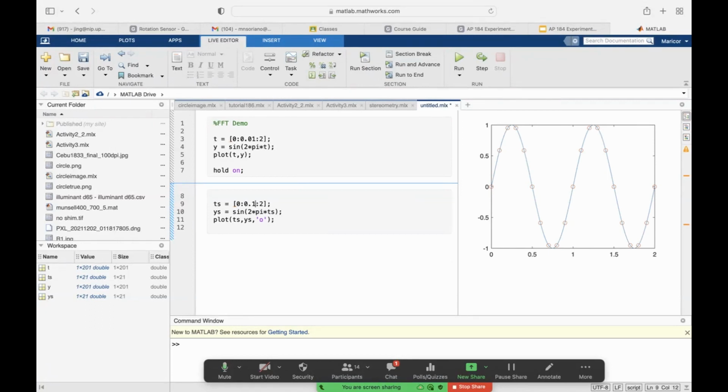What if I make it coarser? Like every half second, doon ako mag-sample, no? Right?